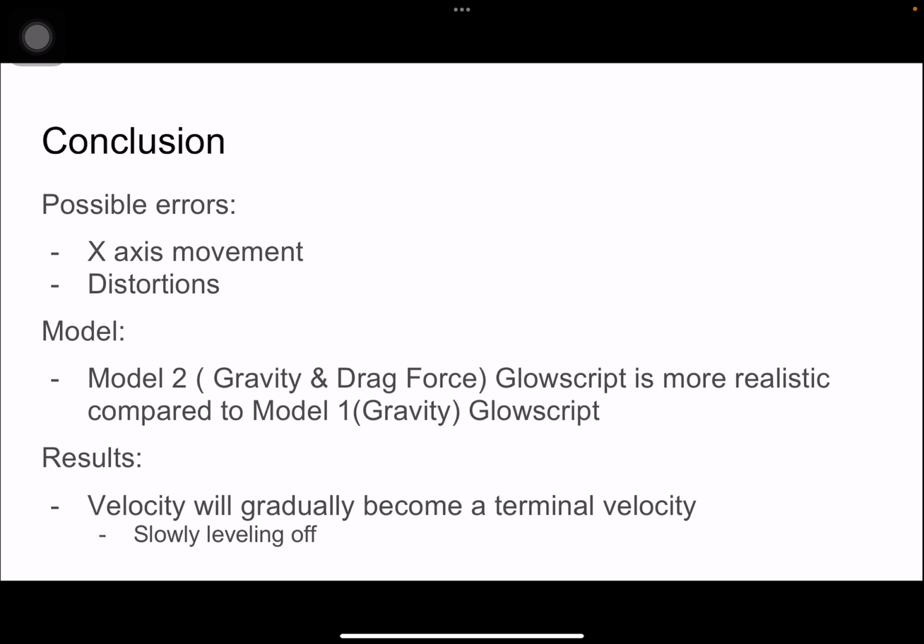So in conclusion, some possible errors: movement on the x-axis and a couple of distortions. But my model with gravity versus drag force is much more realistic than my model 1, which was just gravity. And in my results, I saw that velocity will gradually become terminal, which is slowly leveling off.